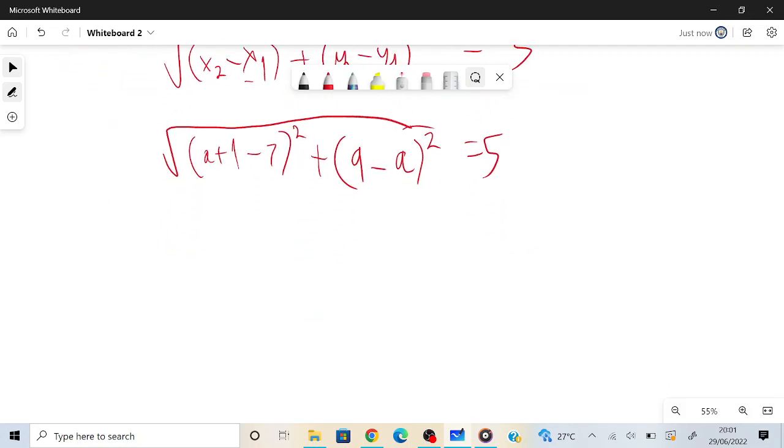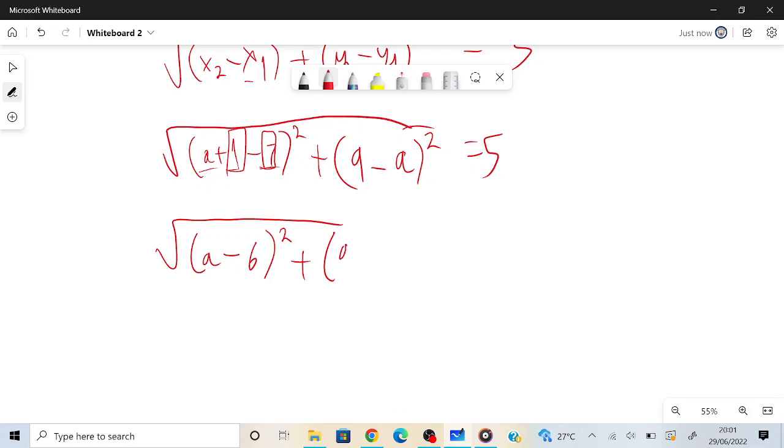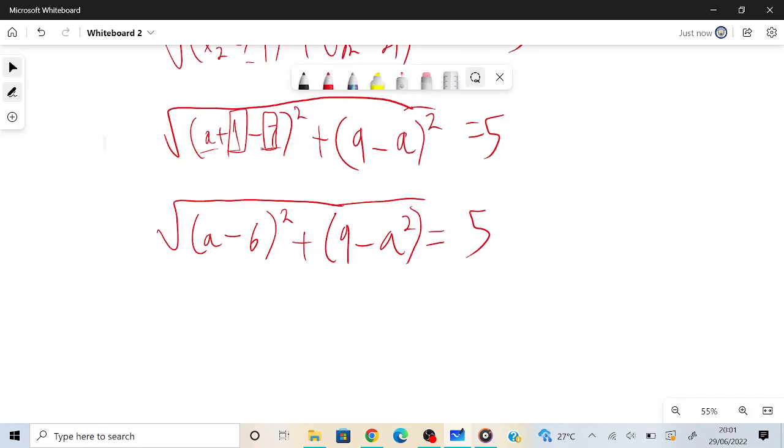Now this becomes the square root of a plus 1 minus 7. This is simply a minus 6 squared. Why minus 6? Because you collect the like terms: 1 minus 7 is minus 6. Then plus 9 minus a squared equals 5. So all we have to do now is expand the brackets in the middle.